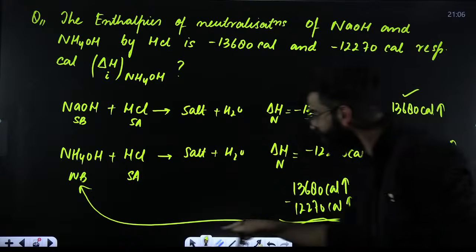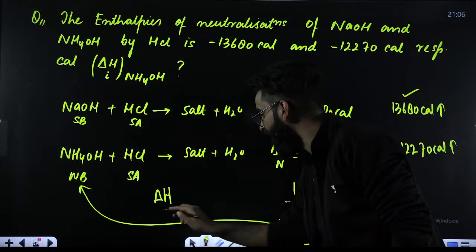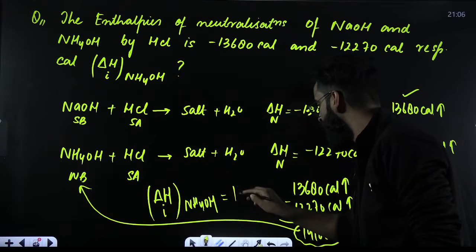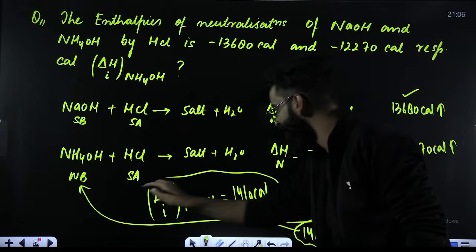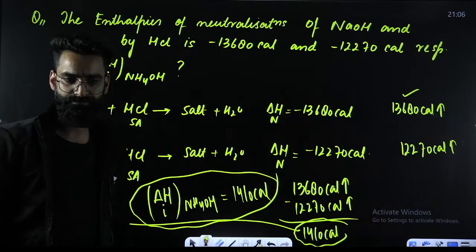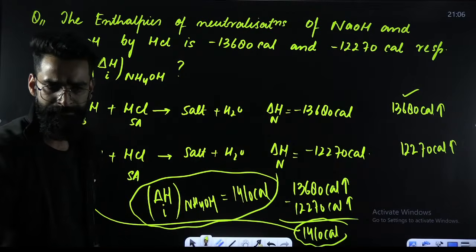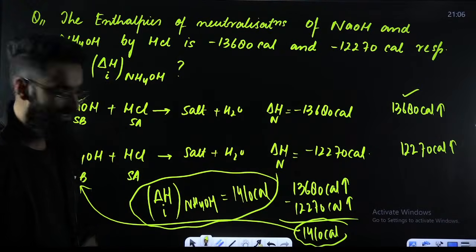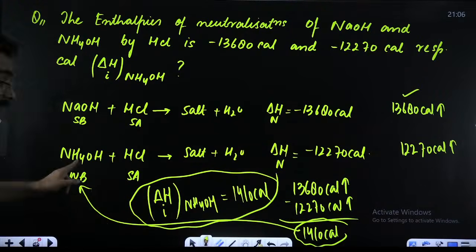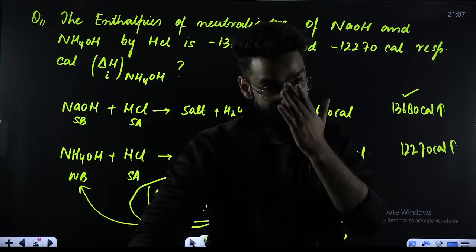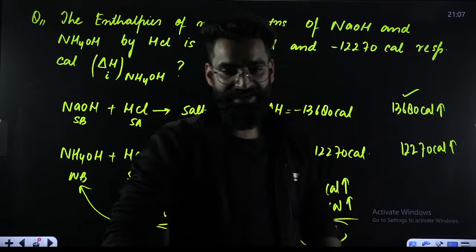And the amount of heat which is utilized to ionize the weak component, that's what I call the enthalpy of ionization of NH4OH over here, which comes out to be 1410 calories. This is the final answer of the question. Done and dusted, right? Am I clear, people? This much amount of heat would have got utilized to ionize the weak component.